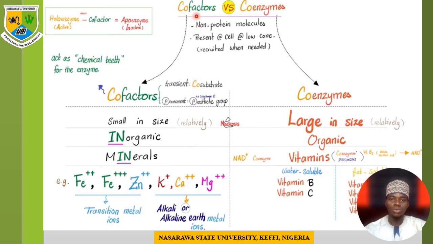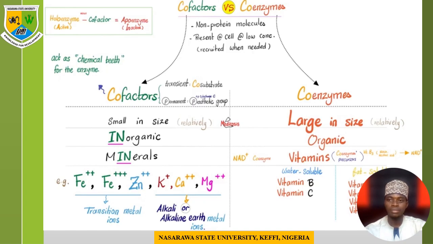So we are now going to look at what these cofactors and coenzymes are. We say cofactors are usually from minerals, whereas coenzymes are obtained from vitamins. So what are they? Cofactors or coenzymes are non-protein molecules.